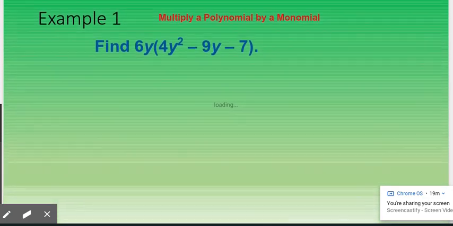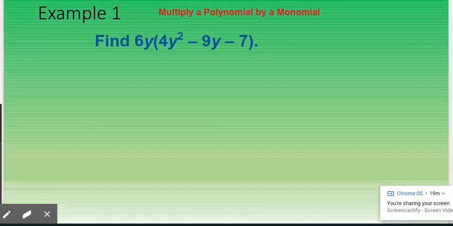is distributing. Now, what we have to remember when we're doing this is we're going to do multiplications. And we have to remember, when you multiply same bases, you have to add exponents. Okay, so for this particular one, we have 6y to the first times 4y squared. 24y to the third. You've got to remember to add the exponents.